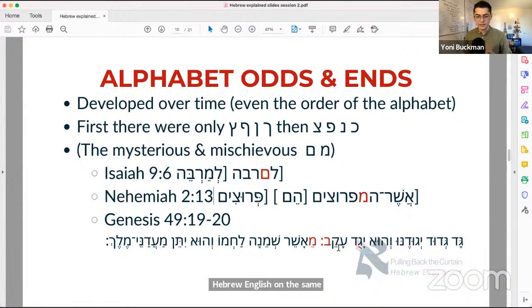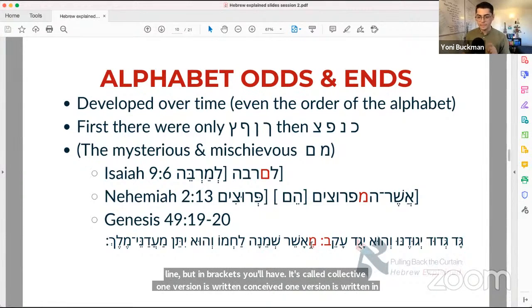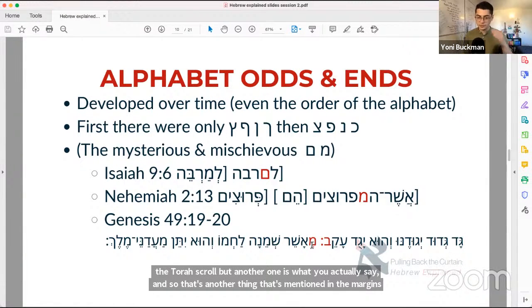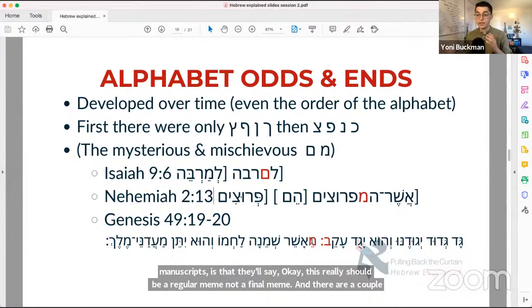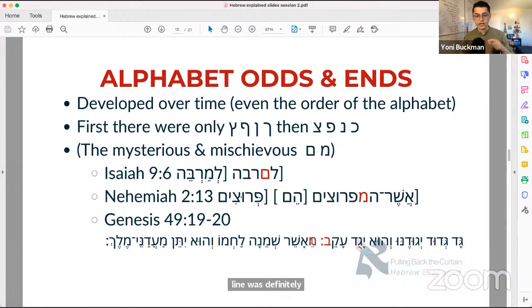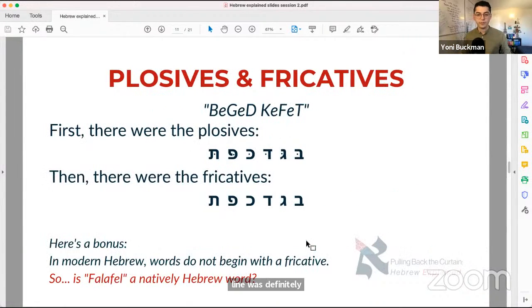This last one here is a little controversial, so I'm not going to go totally into it, but the line was definitely messed up here. So this mem, because it's not a mem sofit, was put at the beginning of the word. It actually should have been at the end of the previous word. The spacing of the letters got messed up, and it's possible that that mistake was made because the scribes were interchanging the different versions of the mem.